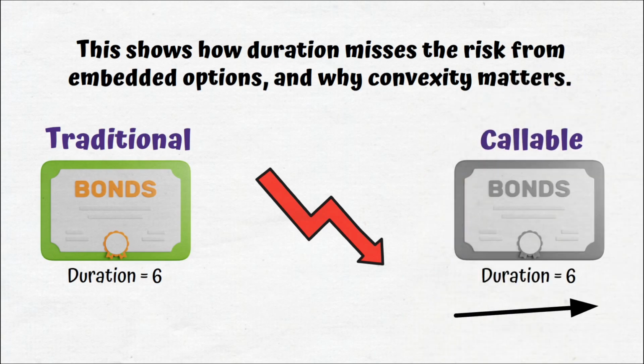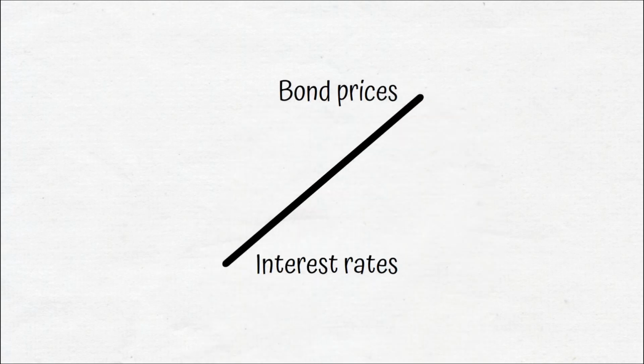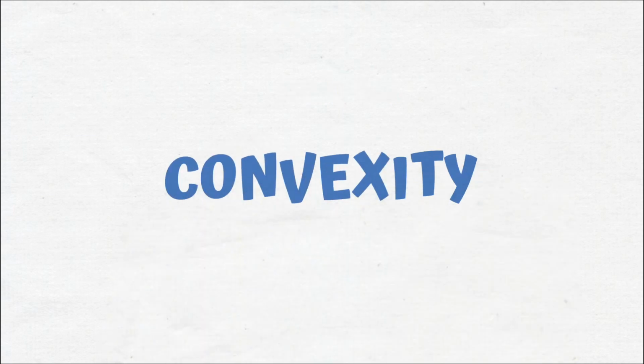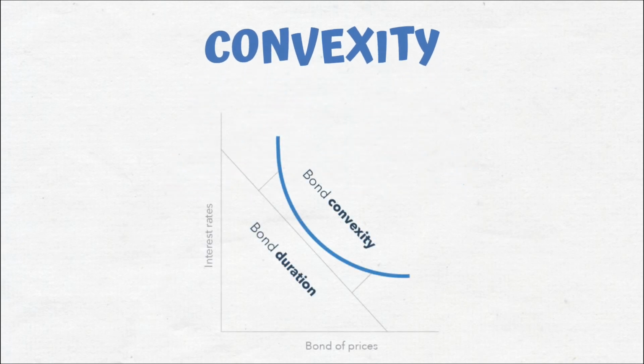While duration is powerful, it's still just an estimate. It assumes a linear relationship between bond prices and interest rates. But in reality, that relationship is curved. That's where convexity enters the picture. As interest rates change, duration itself changes. The bond's price doesn't follow a straight line. It curves. This curve is what we call convexity.